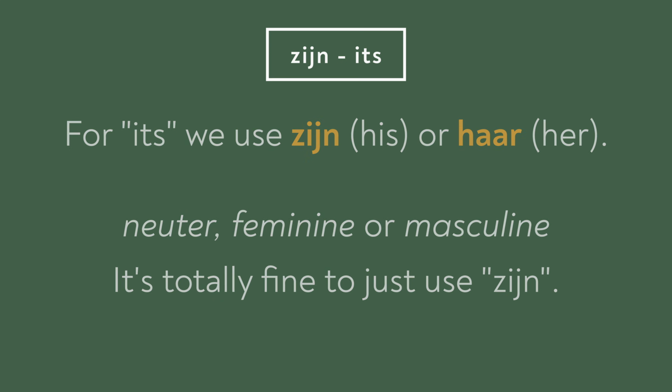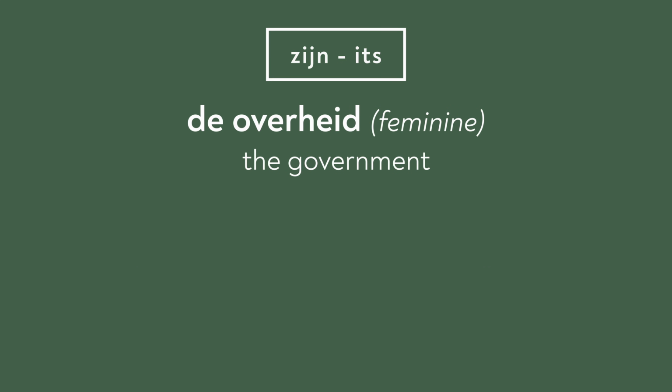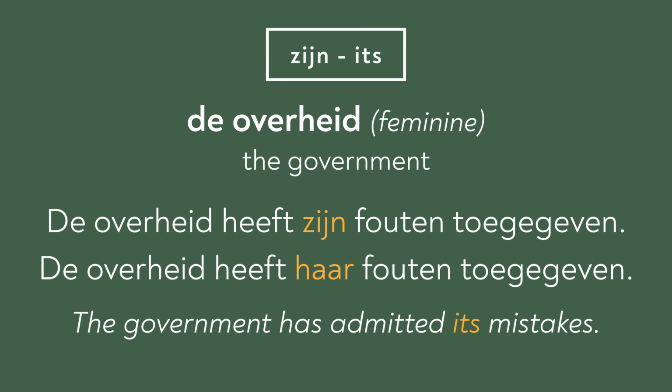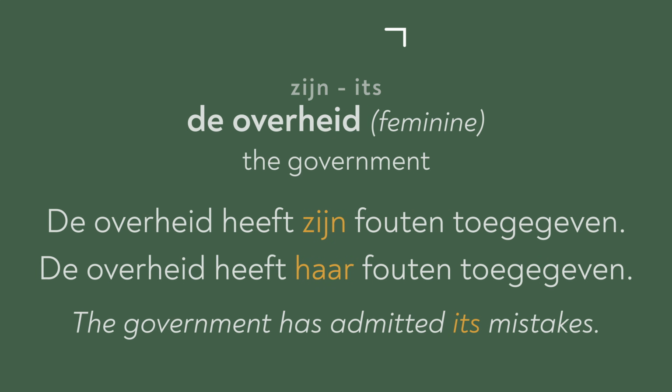So if we have the word de overheid, then we say de overheid heeft zijn fouten toegegeven. But since the word is feminine, we can also say de overheid heeft haar fouten toegegeven.